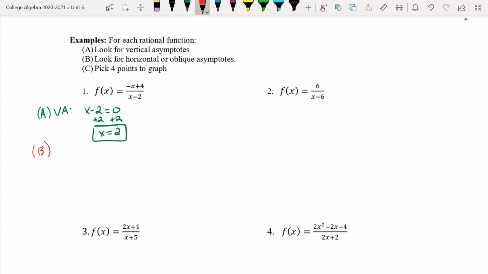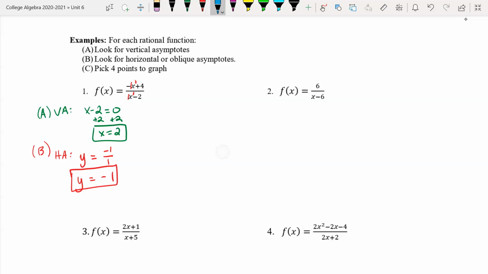Horizontal asymptote, I just look at the degrees. Well, this is an exponent of 1, this is an exponent of 1. So if they're the exact same, I take the coefficients of the leading term, and I do division. So I'm going to say y equals negative 1 divided by 1. This is a 1 right here, and this is a 1 right here. So y equals negative 1 would be your horizontal asymptote.